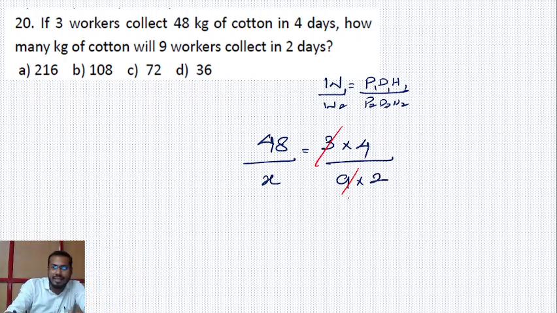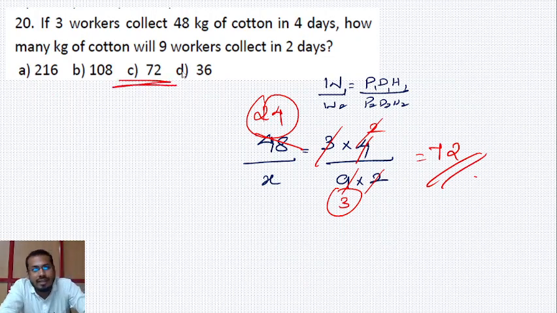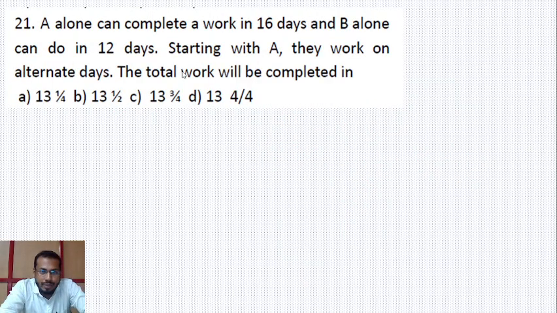Right? And 9 and 3 get cancelled. This is 3 times. 2 and 4 get cancelled. 2 times. 2 and 48, 24. And 24 times 3 is nothing but 72. That's the right answer. Clear? Right.